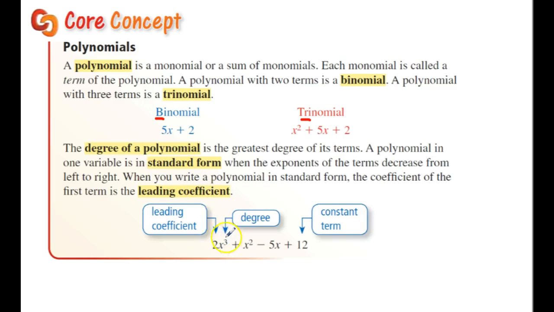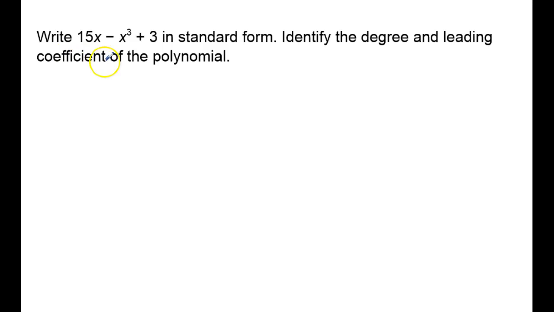So the degree would be the highest exponent. The leading coefficient is the number, right? Remember coefficients are numbers, the number with that variable that has the highest exponent, and it has the highest term. So that's my leading coefficient. The degree is the highest degree out of all of my terms, and then I always want to go in order in standard form.